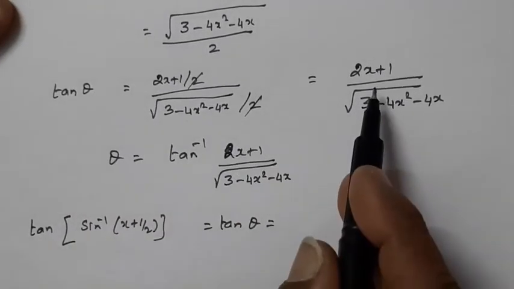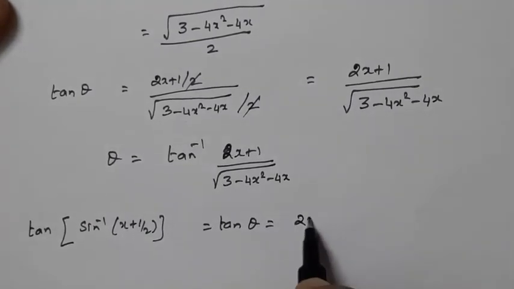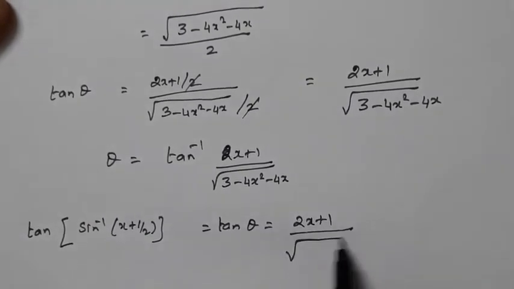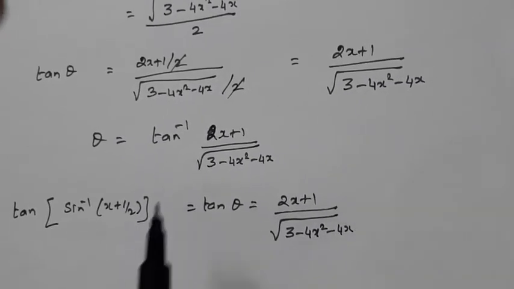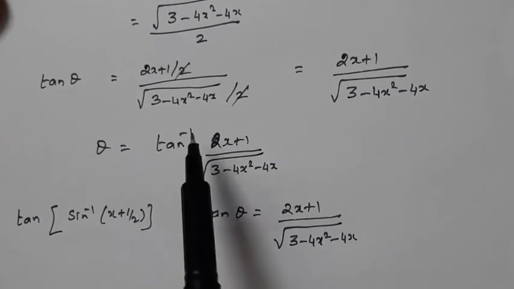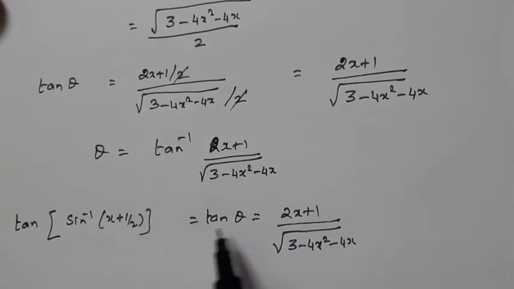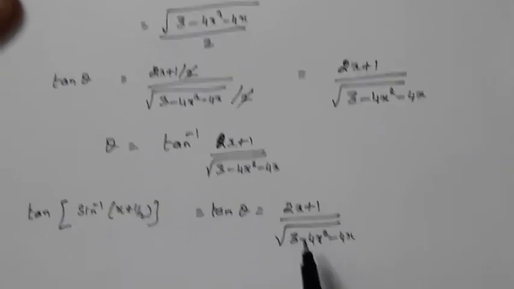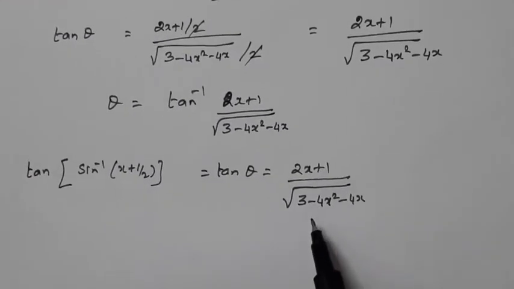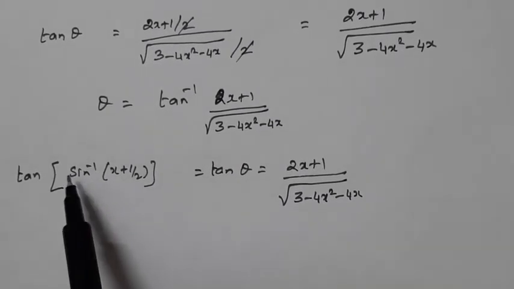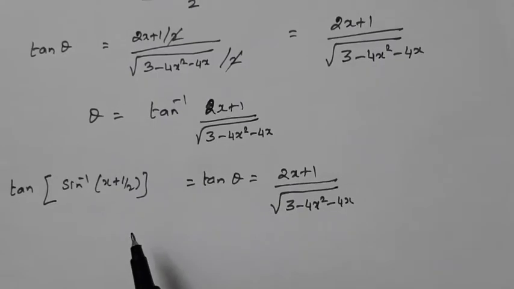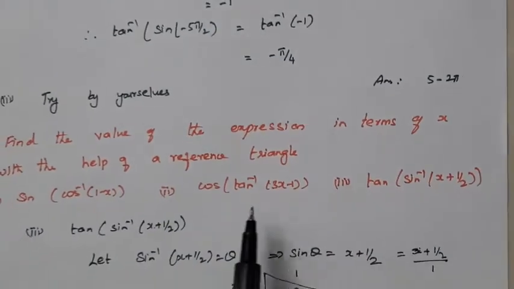Tan theta is directly 2x plus 1 divided by root of (3 minus 4x squared minus 4x). There is no need to replace it with tan inverse and apply an identity. Directly you can write tan theta equal to (2x plus 1) divided by root of (3 minus 4x squared minus 4x). So we have expressed this value in terms of x. In this way you can try to do the first one as well as the second one.